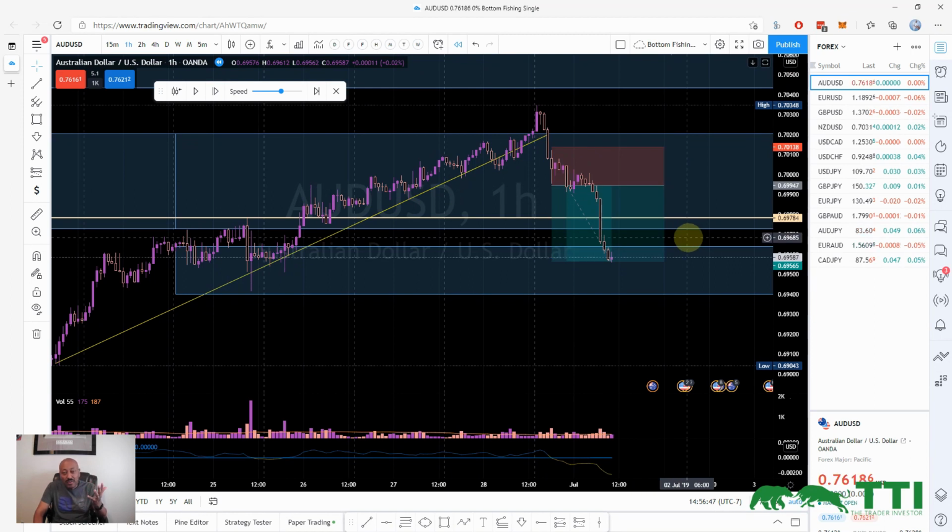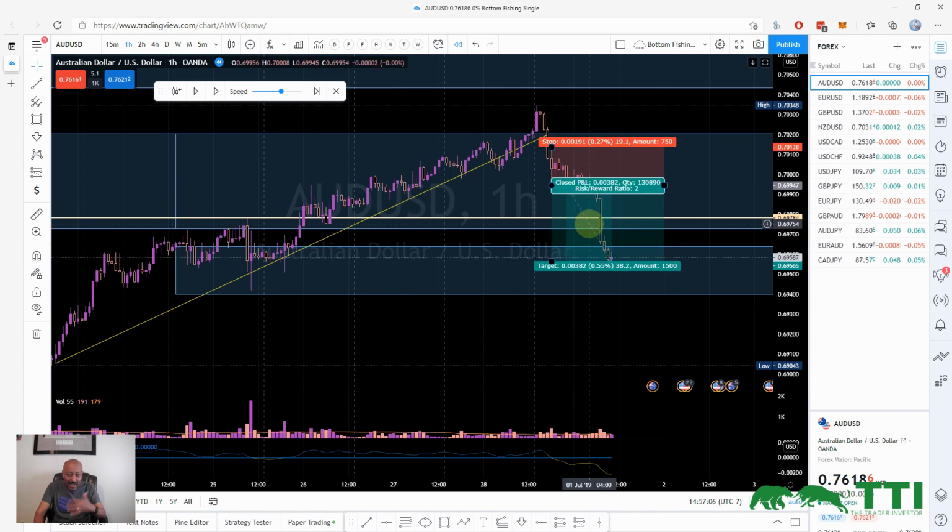But there's one more thing we can do. Remember, our entry is based on a broken structure. So this is a pullback from a longer term perspective. That's why we went short. This is a pullback that gets broken. And now when we have entered short, it's the same idea. This short position, will this structure be broken?